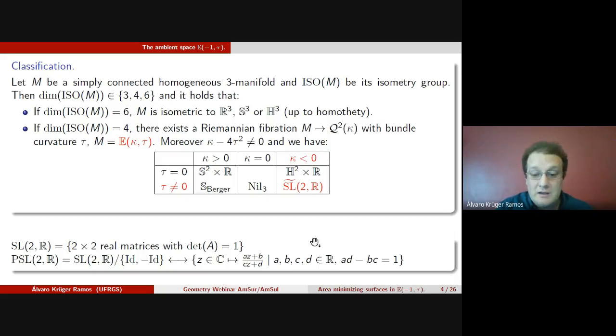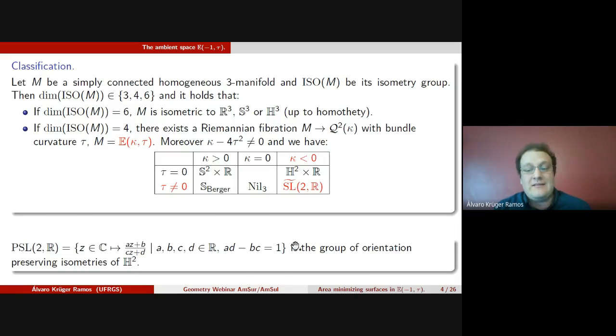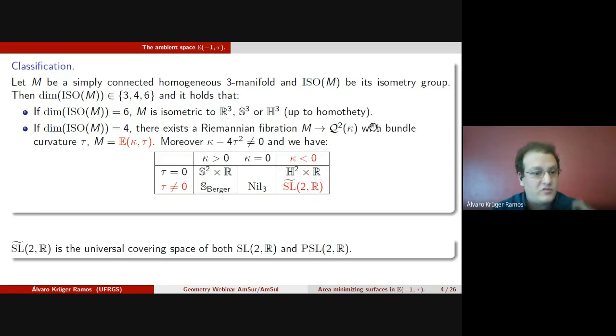This group can be seen as the group of orientation preserving isometries of H2. And here you start to see the connection between this space and H2, which is the surface where this E minus 1 tau fibers over. Okay, what else? SL2R tilde is just the universal covering space of both these Lie groups.